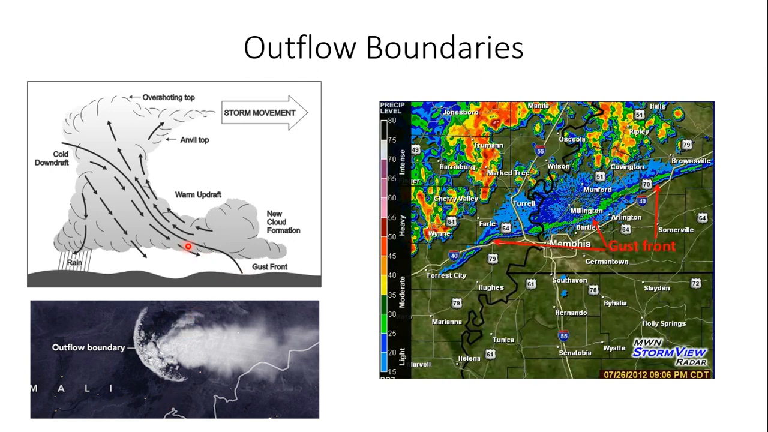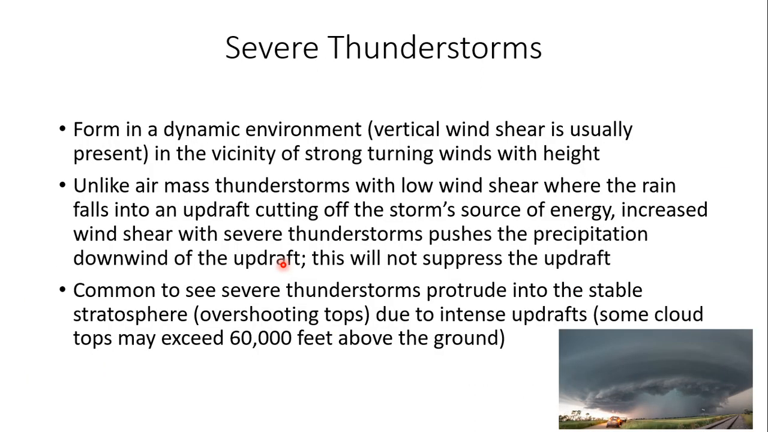Generally, that gust front is a dividing line between cooler downdraft air and the warm, moist air ahead of it. And then I talked about severe thunderstorms to conclude today's training.